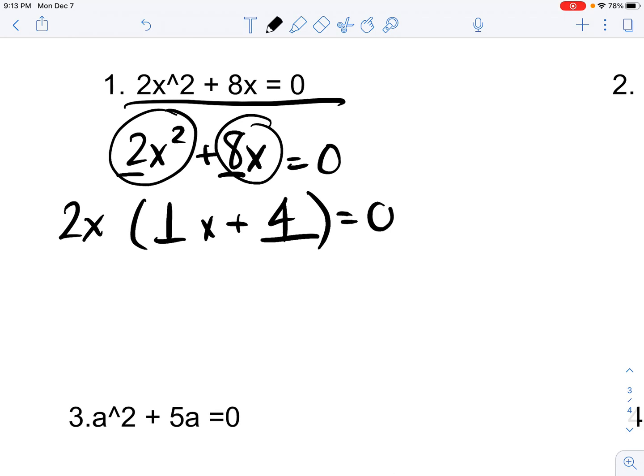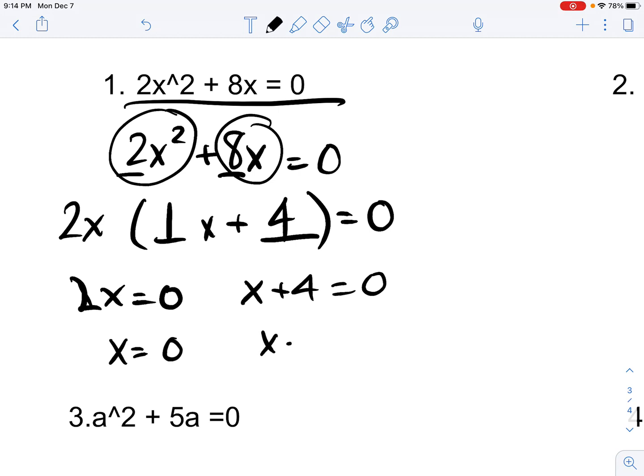Now, this is equal to 0. So what that means is that 2x is equal to 0. And this also means that x plus 4 is equal to 0. So x is equal to 0, and x is equal to negative 4.